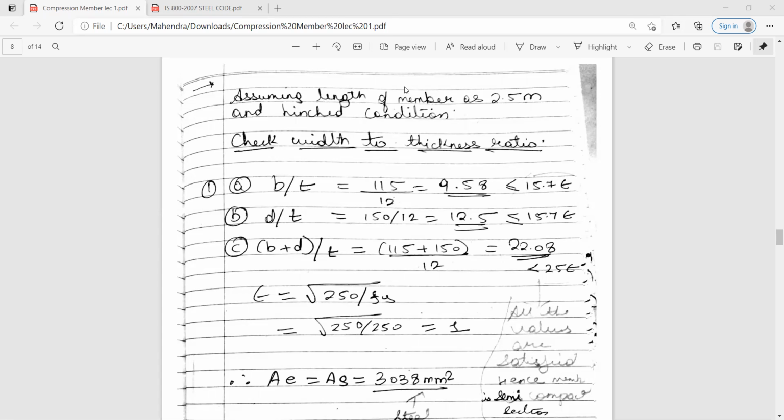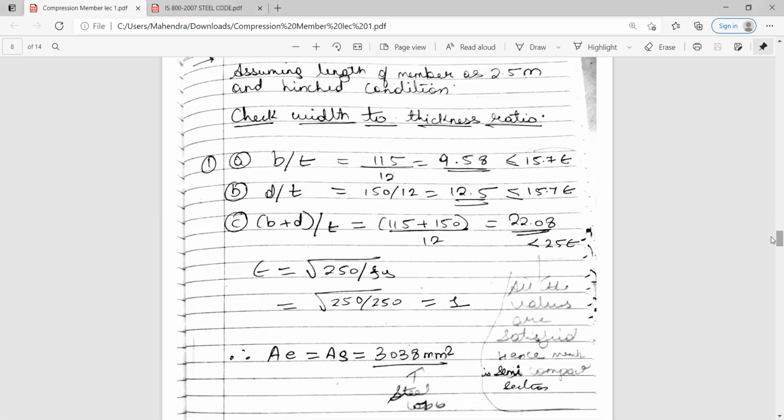I hope everyone understood up till here. Which one? This b plus d by t. Yes, that I will explain to you.